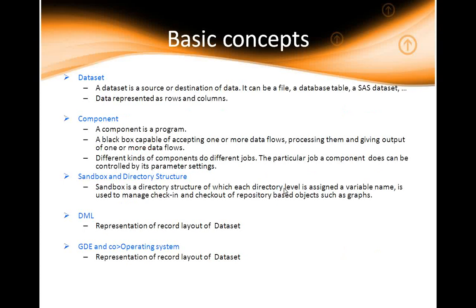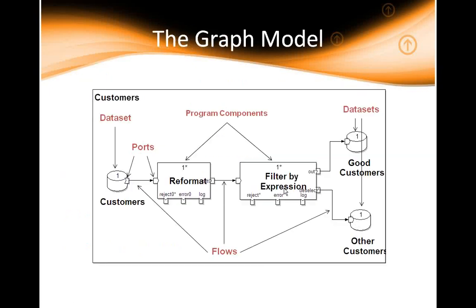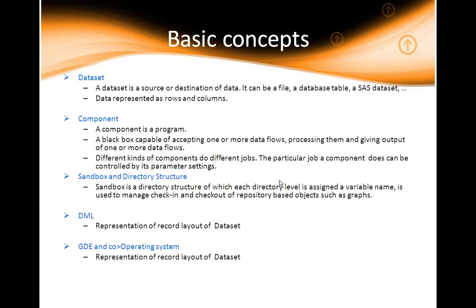Here, reformat and filter by expression are the components. Suppose in your database you have an EMP table and you want to extract data only for the employees who belong to department number 10. What will you do? You will write a where condition. Similarly, in Ab Initio we have a component to select only the required data, filter by expression. You perform various functions. This we call a component.